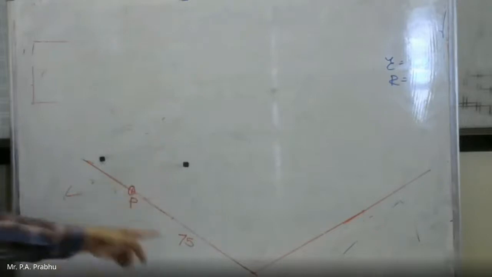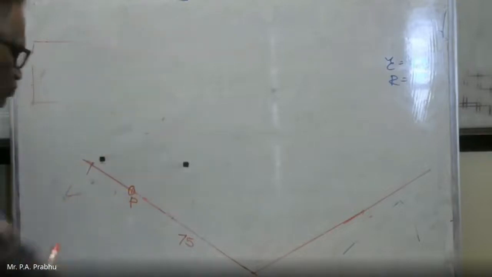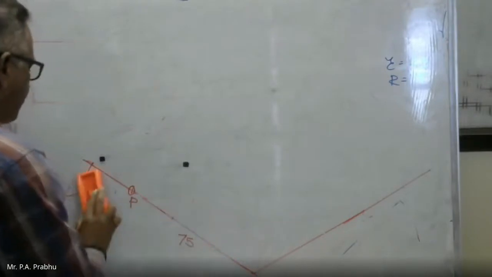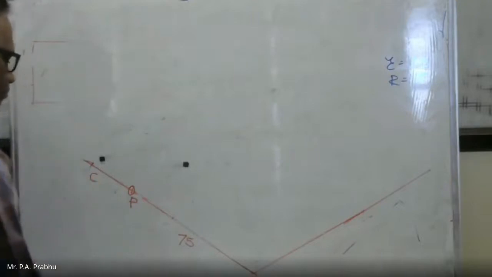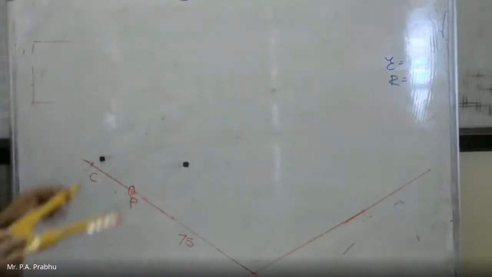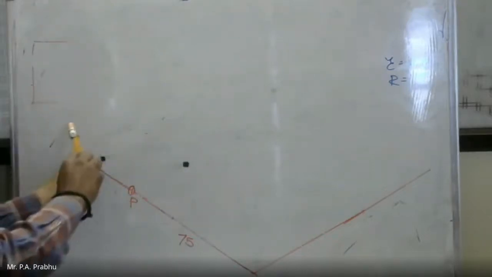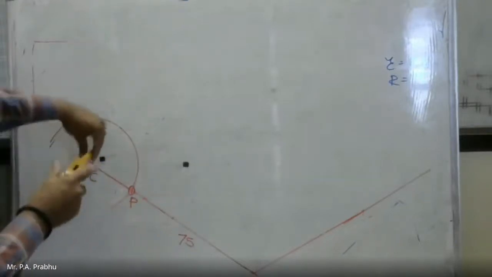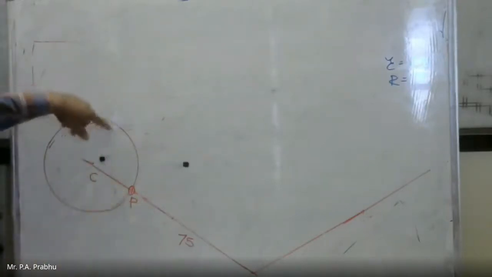So up to point P, I have marked the 75. Take P as a center. Find out the position of the center of a rolling circle. So mark this point C. Then through point C, draw a smaller circle. Draw a rolling circle.